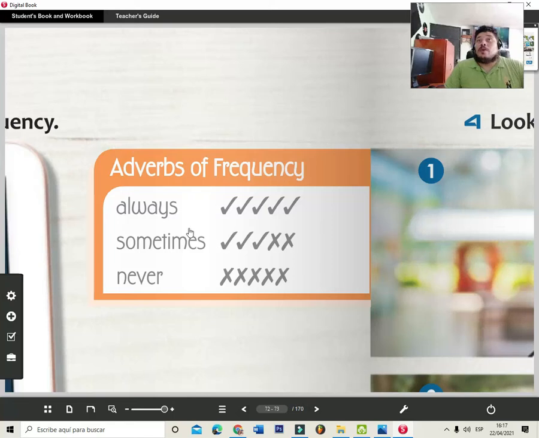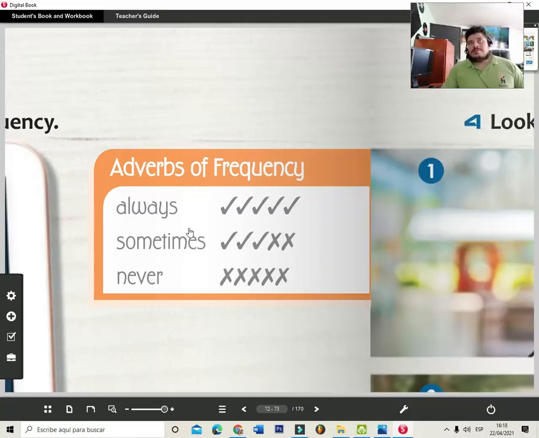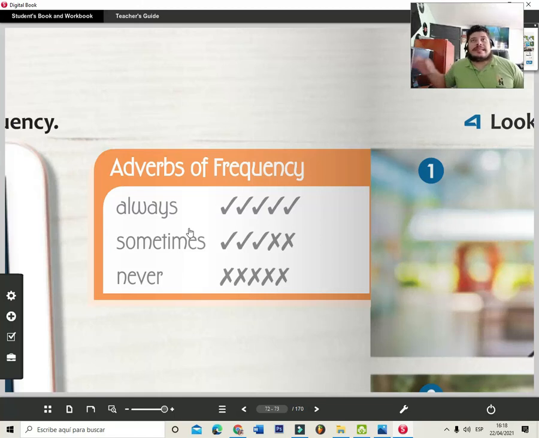For example, always, let's say, take a shower, right? We always take a shower in the morning, right? Before we start school. Well, I hope so. Then we have sometimes, right? Sometimes, for example, maybe you exercise, right? I go to the gym sometimes, Mondays, Wednesdays, and Fridays. I don't know, right? Or for example, I sometimes play video games, right? 2 or 3 days per week. Yeah, it's okay, right?